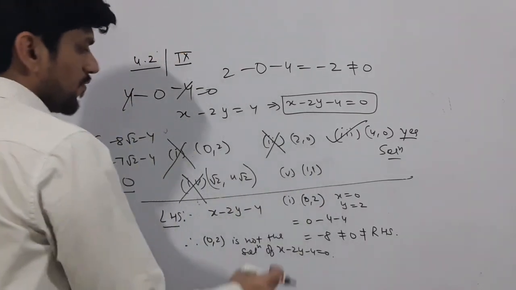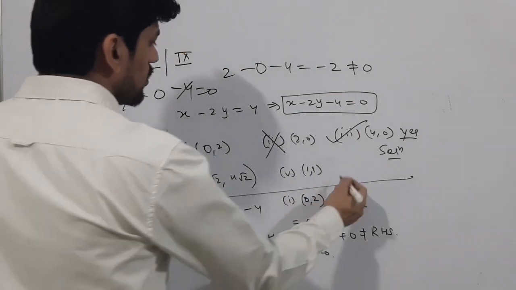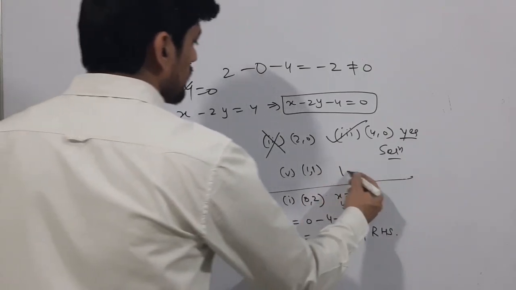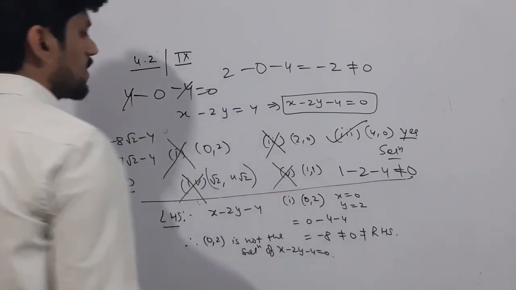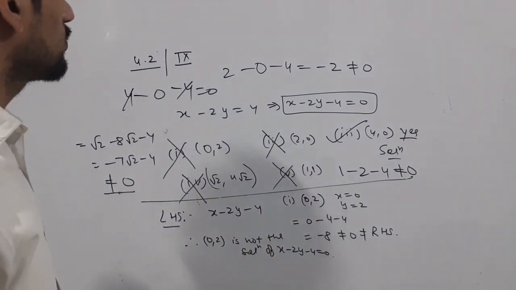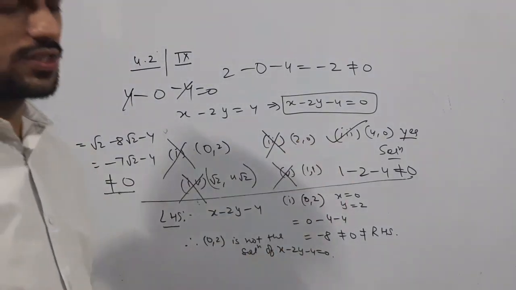Again 1, 1. If you put x as 1 and y as 1, so you get 1 minus 2 into 1 is minus 1, minus 4, which is not equal to 0. So this is also not the solution. So there is only one solution, that is third, 4, 0.